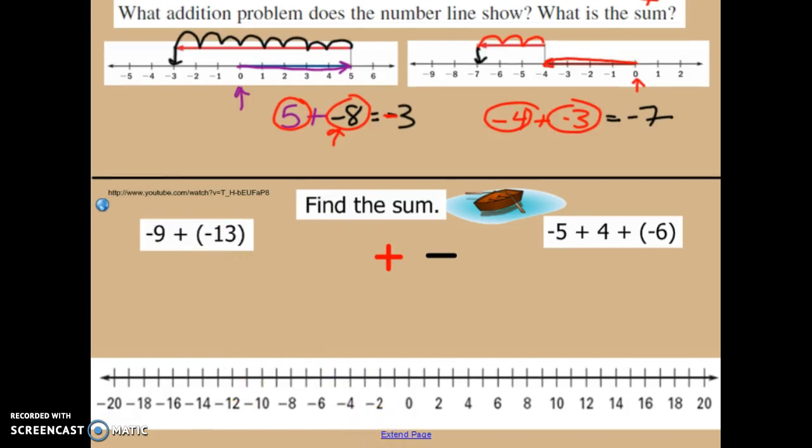Alright, same thing again. Here we have a negative 9 and a negative 13. They're the same sign, they're all negatives. Add them up. If you need to add 13 plus 9 like this, go for it. 9 plus 3 is 12, and 1 plus 1 is 2. So we have 22, and they're all negatives.